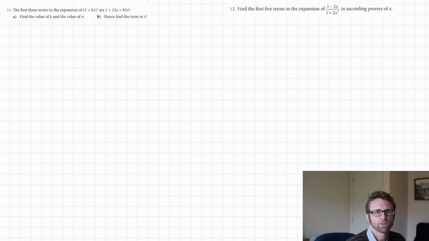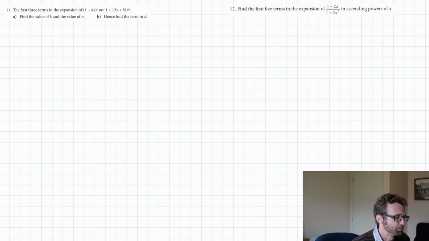So now, guys, we move on to some more difficult examples. I'm looking at question 11 from the exercise. The first 3 terms of the expansion 1 plus kx to the n are 1 plus 12x plus 81x squared. We have to find the value of k and the value of n.